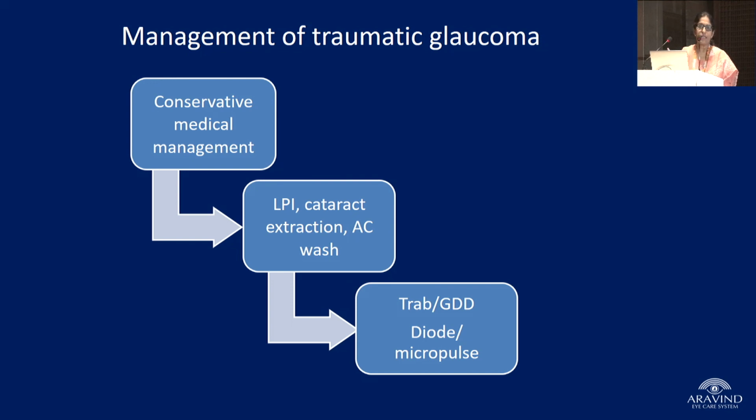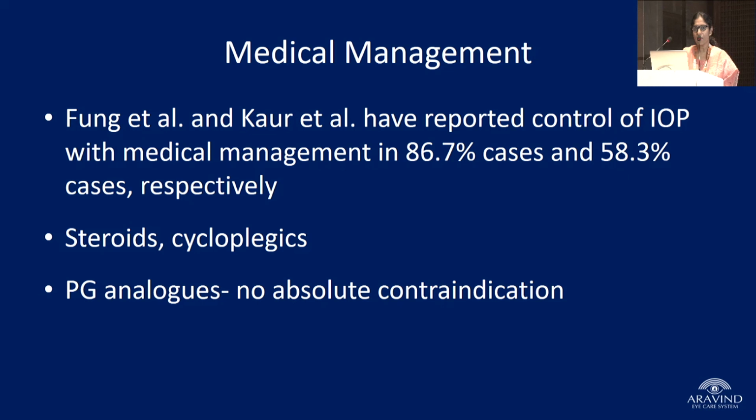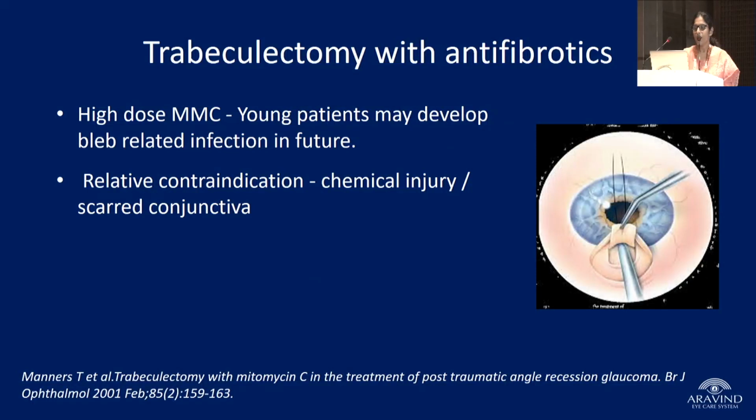If none of this is helpful and still the pressures are very high and it is refractory, it is often important to think about a surgical option like trabeculectomy, GDD, or a cyclophotocoagulation. So the medical management has proven to be helpful in around 60 to 80% of patients if it is because of an inflammation. So you generally give more steroids, cycloplegics, and start off with anti-glaucoma medications. However, there are situations where we might have to go for a trabeculectomy.